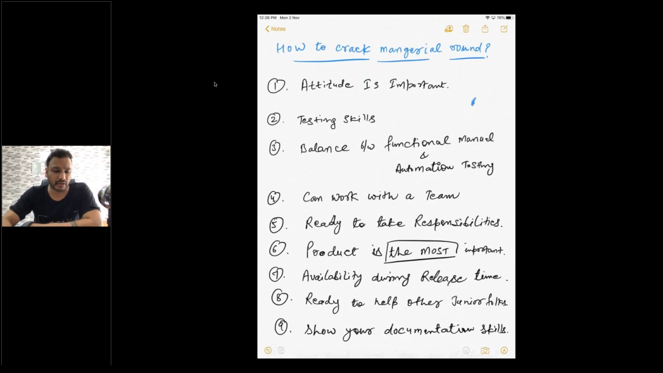And I'm pretty sure that most of the managers agree on these points. I've given these steps to my other students as well, and the results are amazingly good. So please follow these instructions, these steps, and if you really want to add something to this particular list, you can please add it in the comment section.